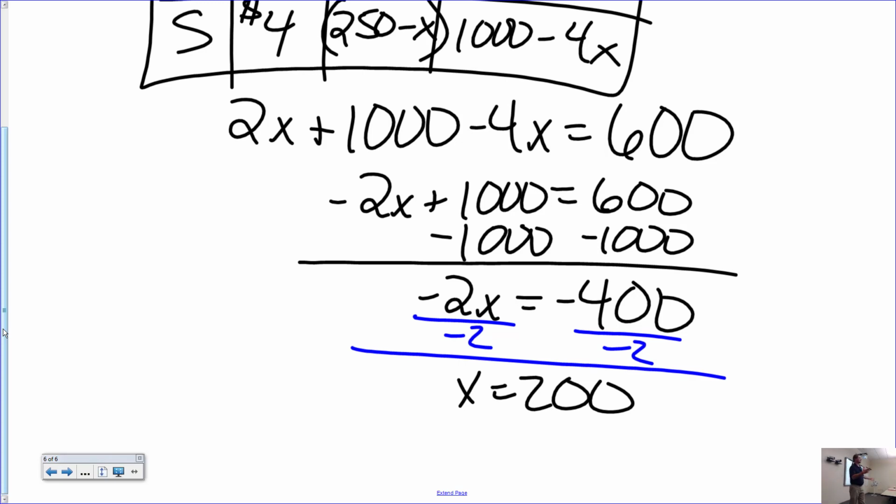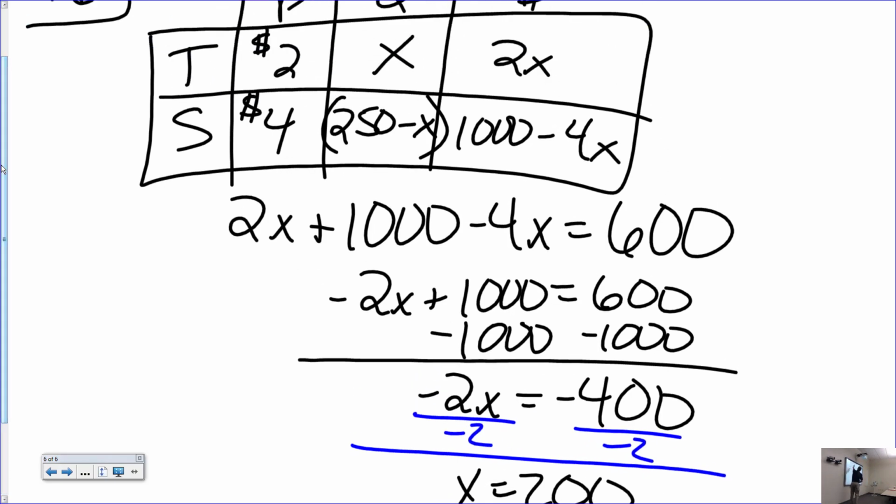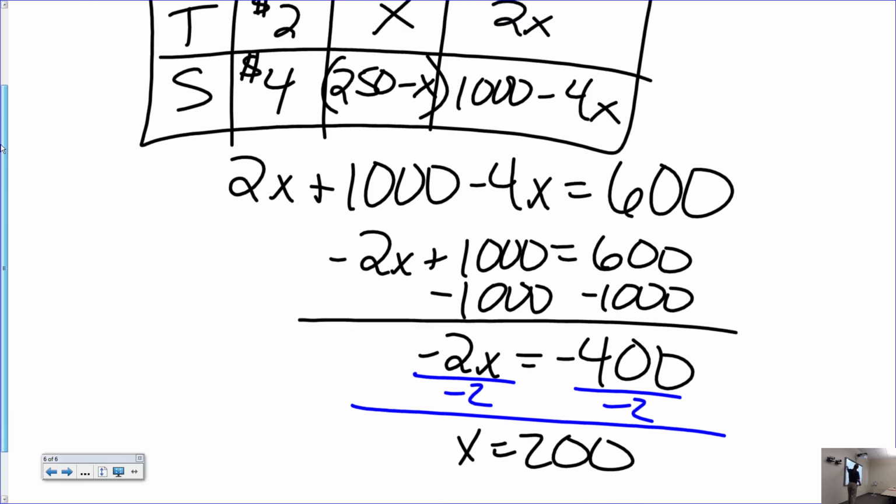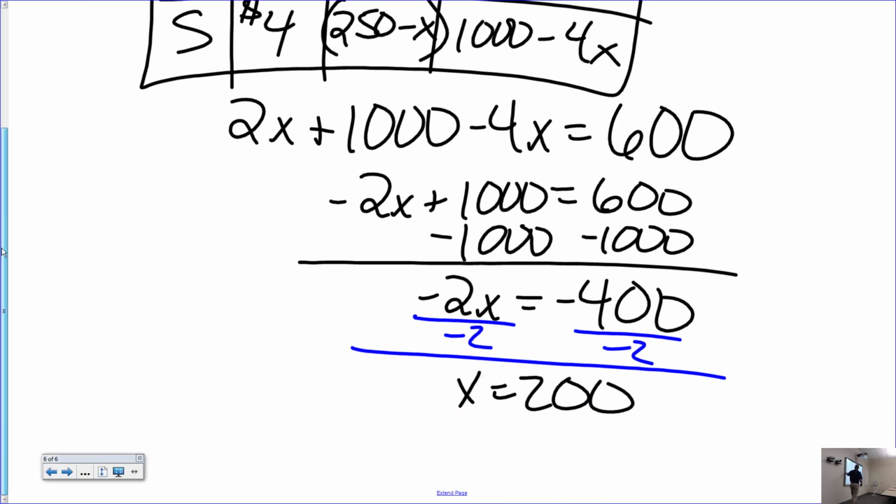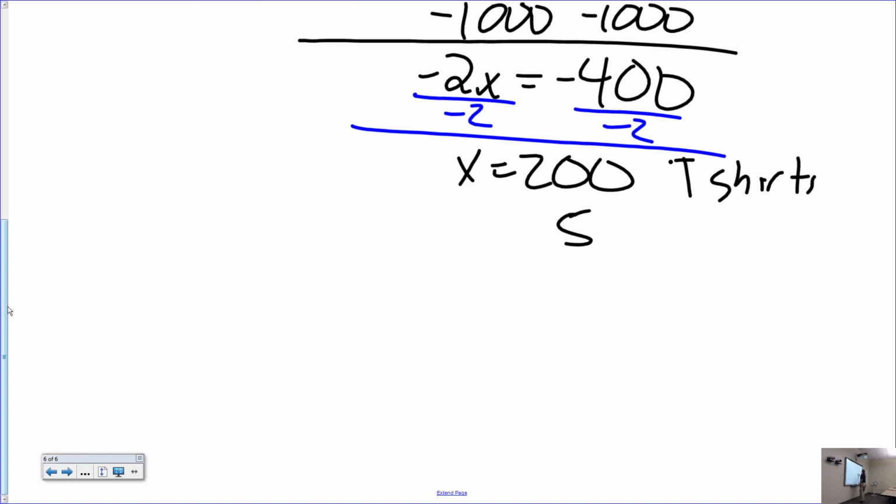And note, you'll get the same answer either way you put x. If you put x as the T-shirts, it works. If you put x as the shirts, or as the socks, it works. Whichever one is which, all of it works, okay? It's just you're going to find the other side of the coin when you find out what x is. So 200 represents our T-shirts. So how many shorts do we sell? 250 minus that, hence 50 shorts.